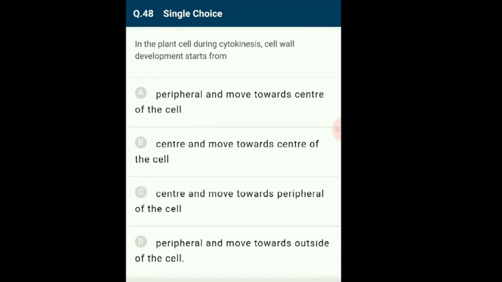Question number 48. In the plant cell during cytokinesis, cell wall development starts from. In plant cells, cytokinesis occurs by cell plate formation, which is formed by fragments of endoplasmic reticulum, Golgi body and remains of spindle fibers known as phragmoplast. A small plate develops in the center which grows towards the periphery, thus touching the existing wall. So the answer for this question is option C, center and move towards peripheral of the cell.